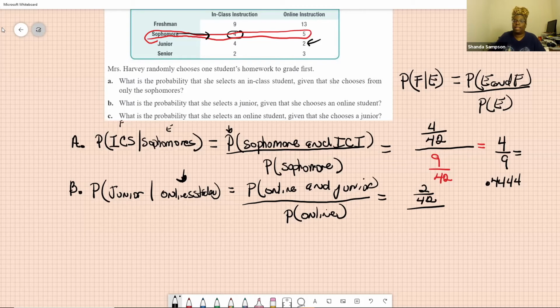Online is this column here. That's 13, 18, 20, 23. So 23 out of what? Out of 42 is going to be your answer. And when you put it in your calculator, you'll get 2 out of 23, which is going to be the same thing as 0.087.